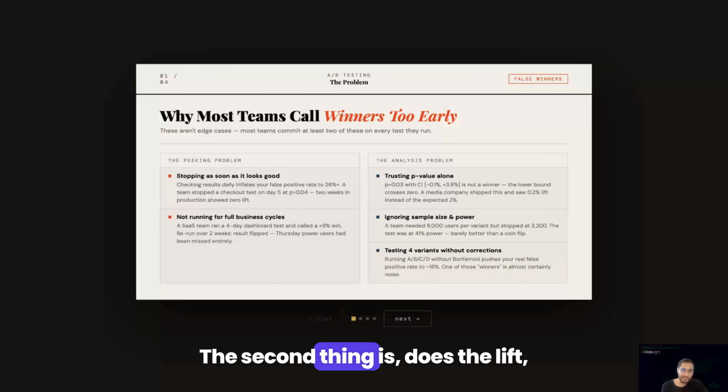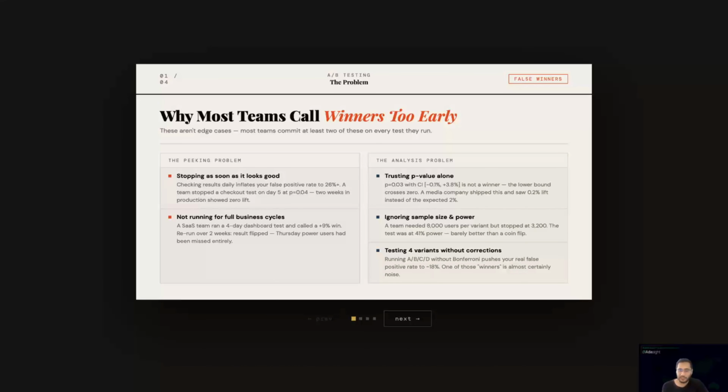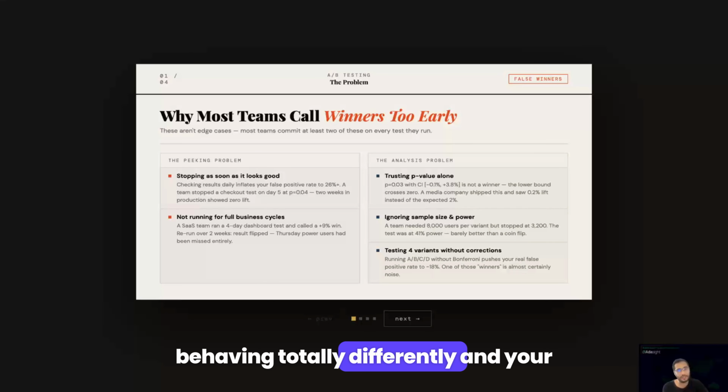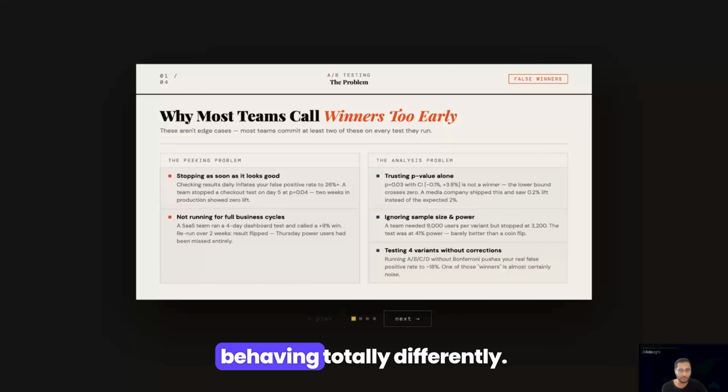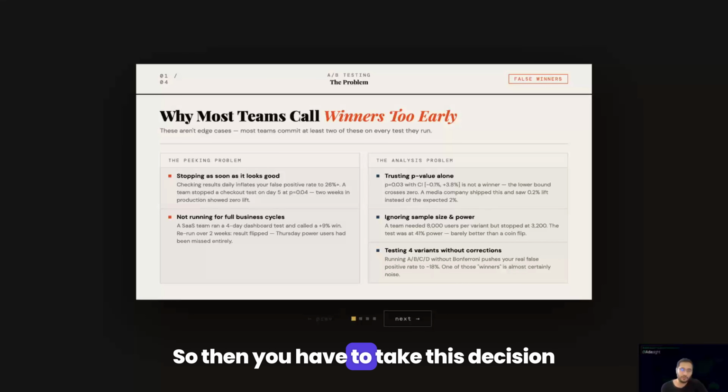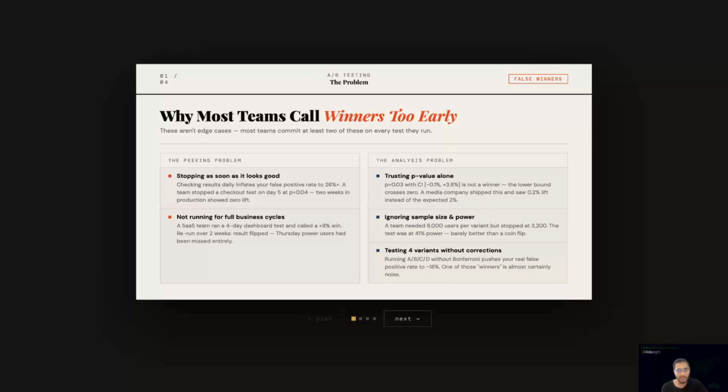The second thing is, does the lift hold across key segments? This is something that we discussed earlier as well. So overall, you might be seeing a 7% uplift in add to cart, but your new users might be behaving totally differently and your returning users might be behaving totally differently. So then you have to take this decision in accordance to that.